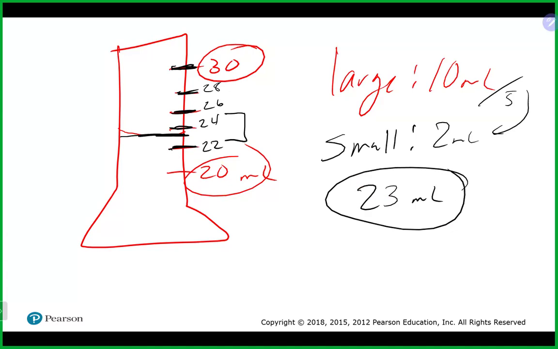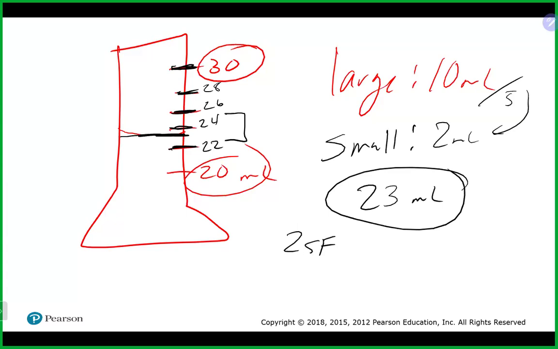Not enough distance. We could make that estimate when it's only like a one difference, right? You go halfway, it's halfway there, so it's a 5. But here we don't know where 22 stops, don't know where 23 starts. The best we could do on this particular measurement is 23 milliliters, which makes me ask you, how many sig figs is that? That is two significant figures.